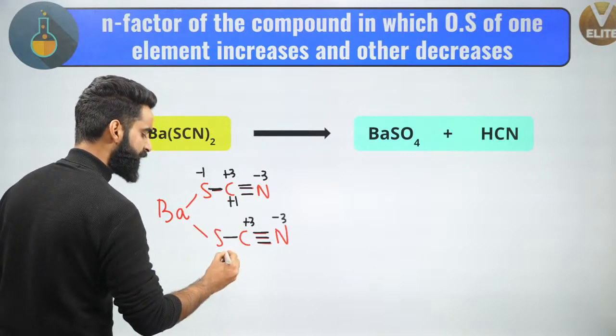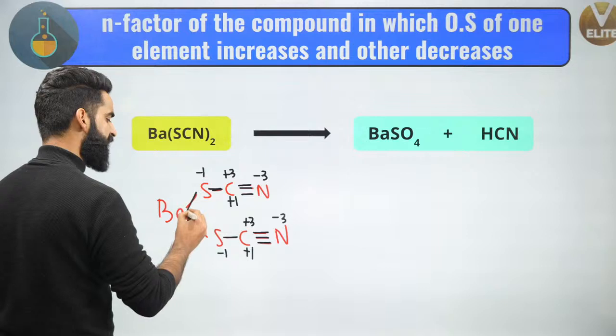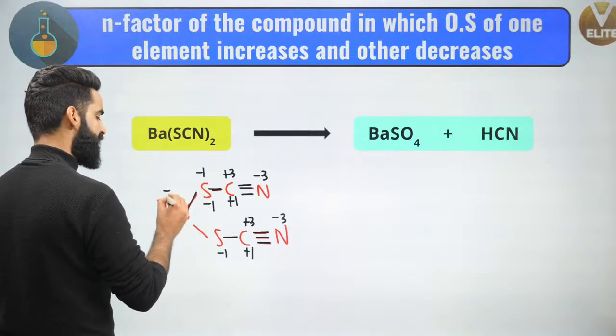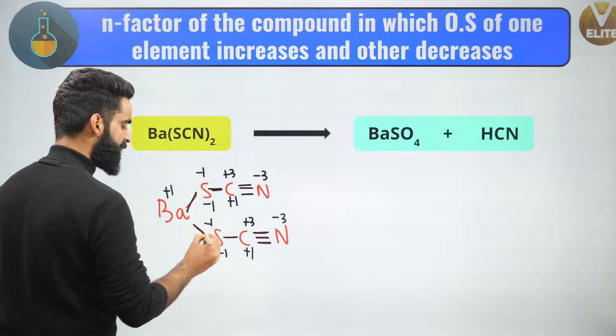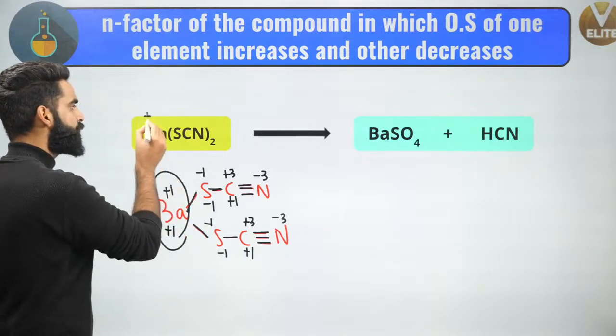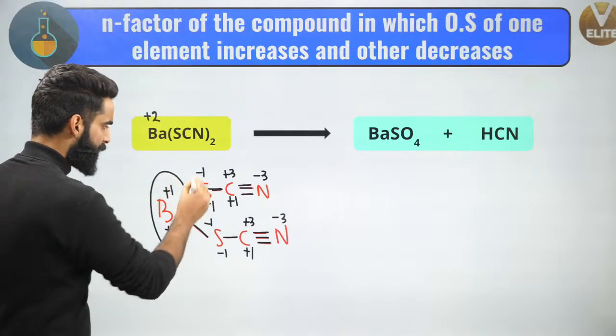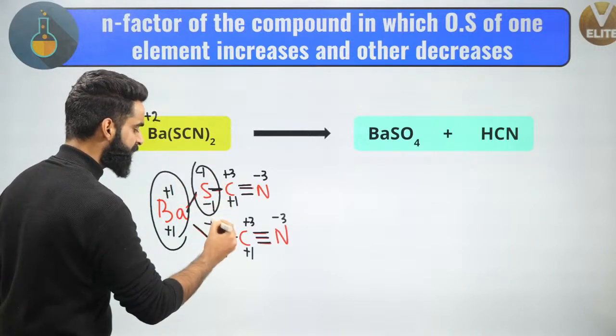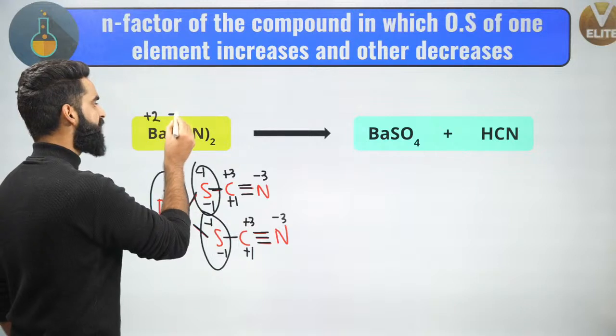What about this single bond? Sulfur -1, carbon +1. What about this single bond? Sulfur again -1, Ba +1. What about this single bond? Sulfur again -1, Ba +1. People, what is the net charge present on this Ba? It is +2. So oxidation state of Ba right here is +2. What about the oxidation state of sulfur right here? -1 -1, how much is that? -2. So oxidation state of sulfur is -2.